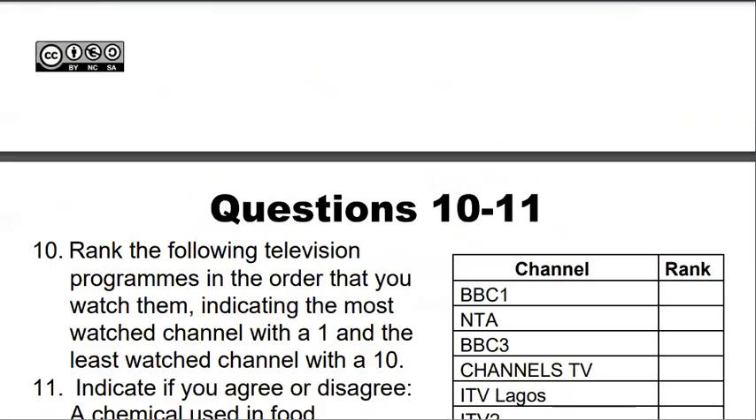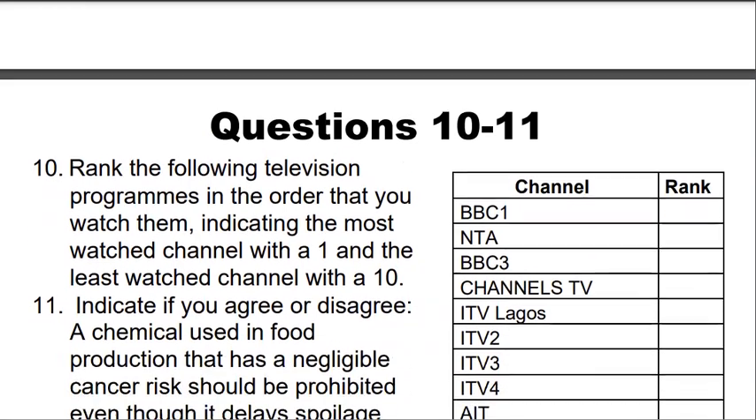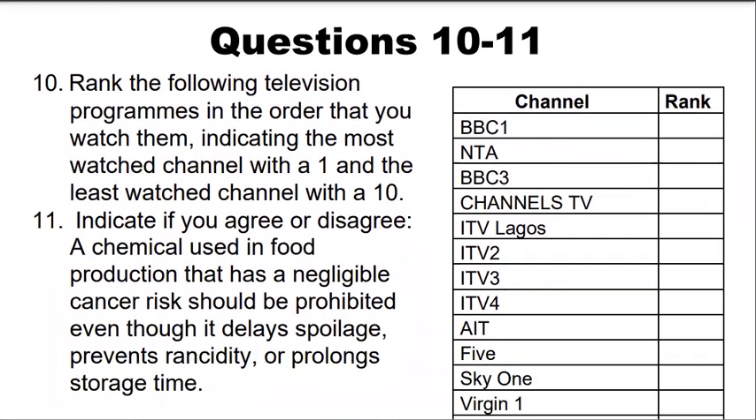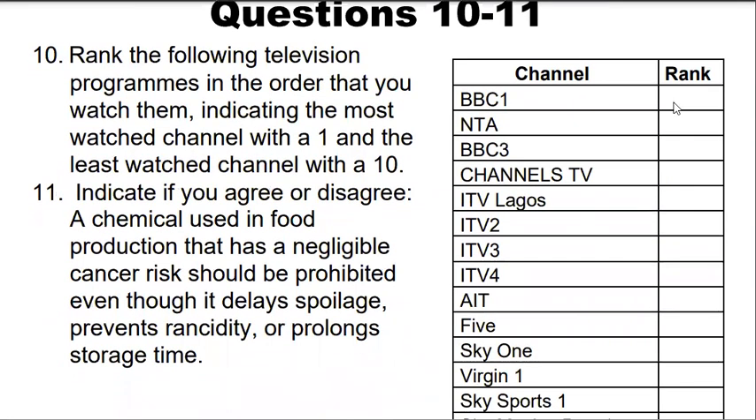Okay, so let's look at more ideas about creating your questionnaires. Now, rank the following television programs in order that you watch them. Indicate the most watched channel with a 1 and a least watched channel with a 0. So this is kind of cumbersome. It will be difficult for me to rate them. So you want me to rank them in order of my preference. So if I say 1, 2, 4, 3, 5, it's going to be difficult for me to do.